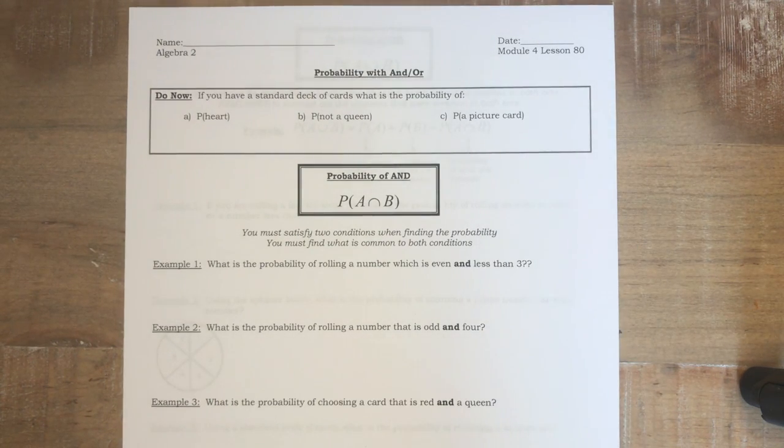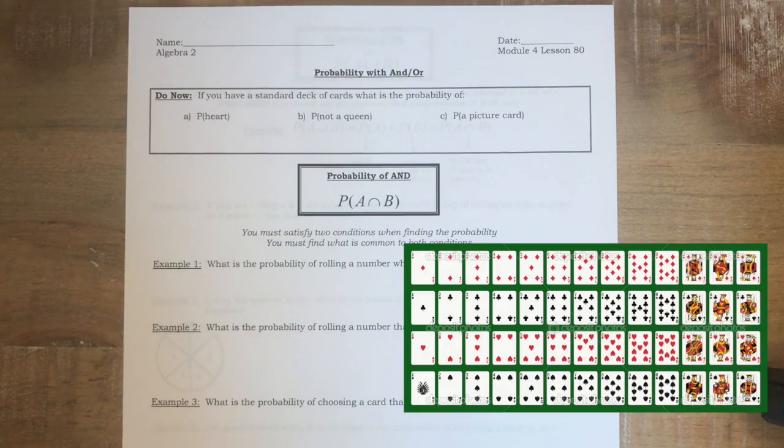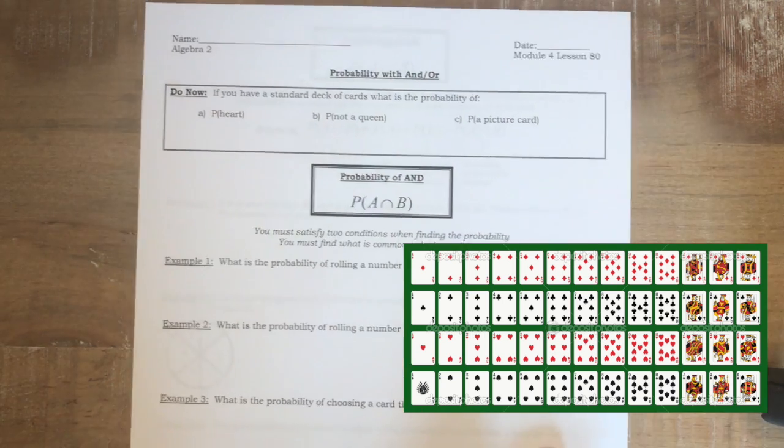I don't know about you guys, but we've been playing a lot of cards over here. So hopefully you have an idea of what a deck of cards looks like. It's 52 cards, so there are 4 suits, and there are 13 cards in each suit. I will post a picture for you to look at of what the deck of cards consists of.